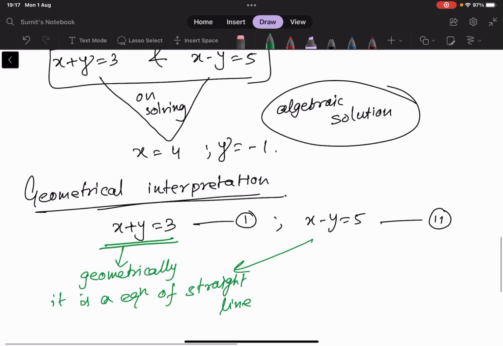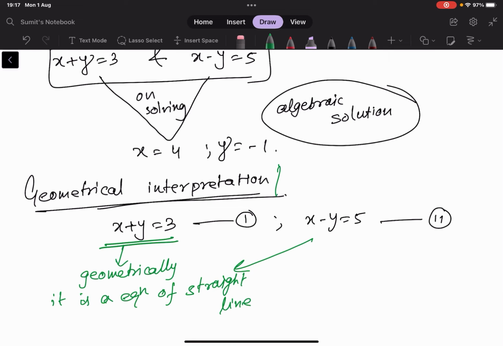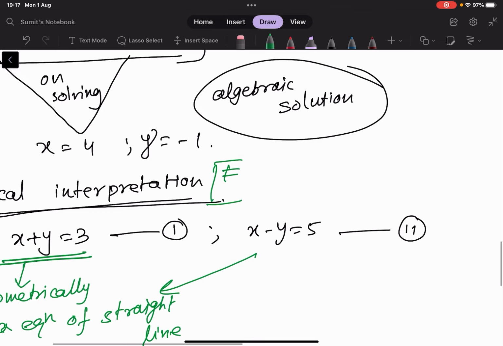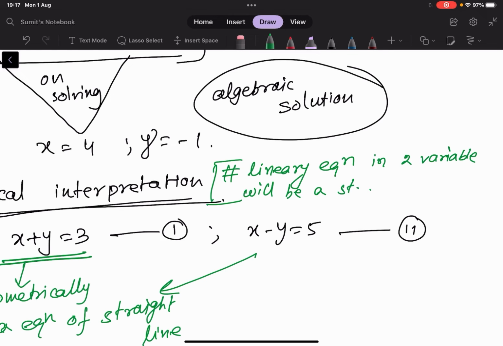So I will write it as geometrically: it depicts a linear equation in two variables in a graph. That means I am writing here that a linear equation in two variables will be a straight line in a graph. That is the geometrical interpretation.